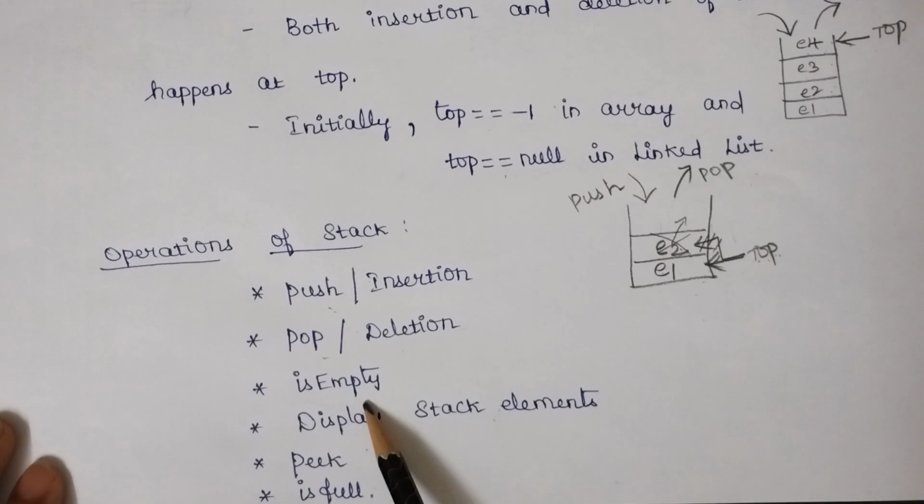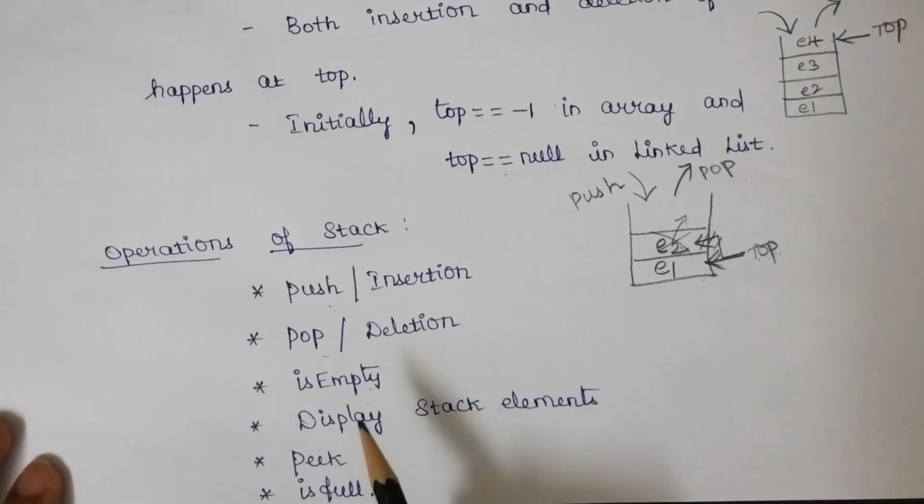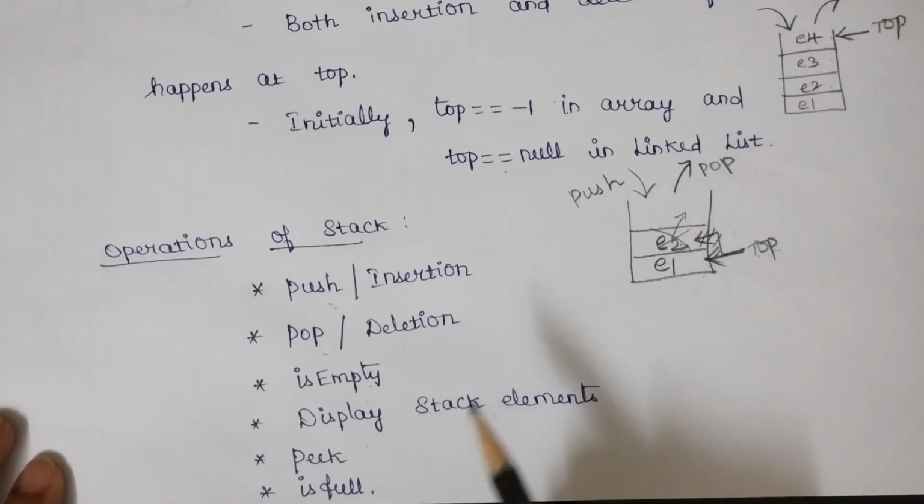And the next is isEmpty. So in this isEmpty, you are going to check whether the stack is empty or not. Okay, so if it is empty, it will return some boolean value like true. If it is not empty, then it will return a boolean value false.